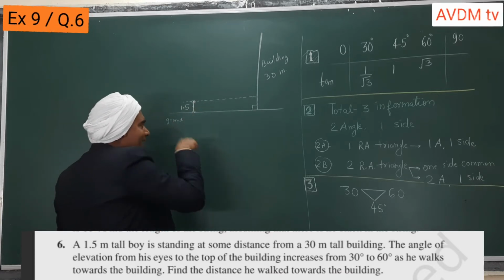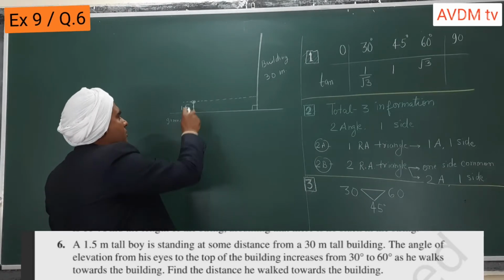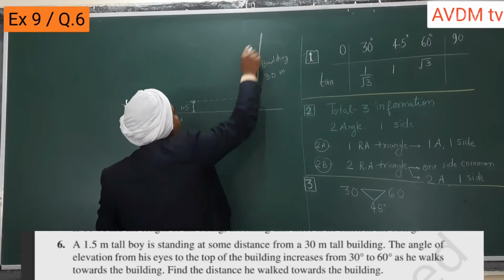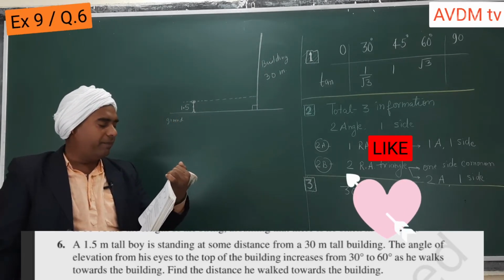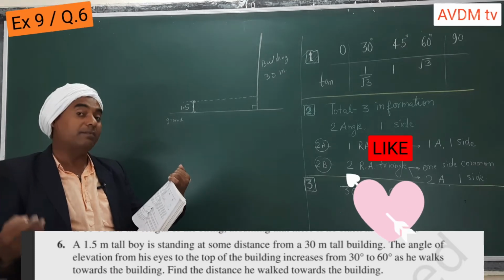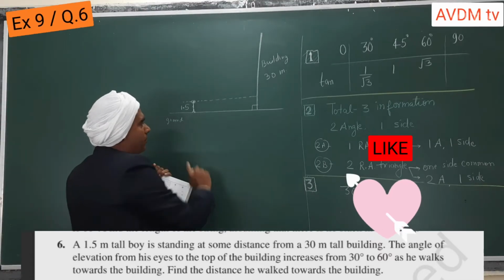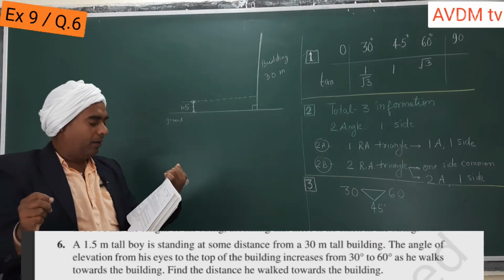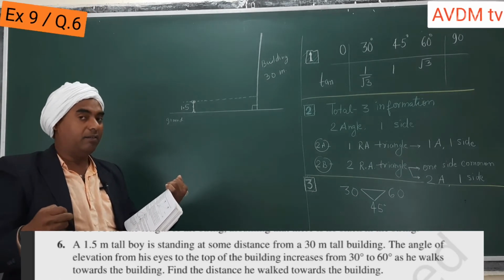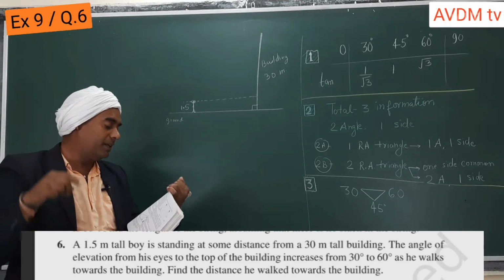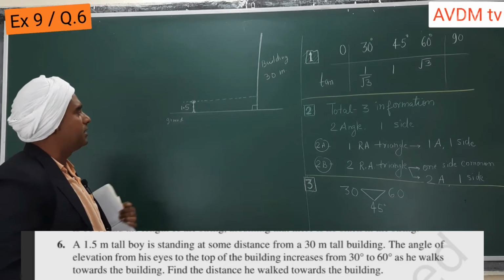And his eyes are at this level, horizontal level. So from here you will see the angle of elevation. The question is, the 1.5 meter tall boy is standing at some distance, means this distance you don't know, from a 30 meter tall building. The angle of elevation from his eyes to the top of the building increases from 30 degree to 60 degree.